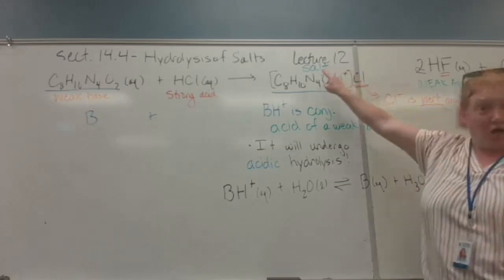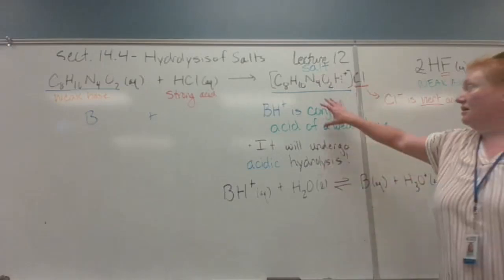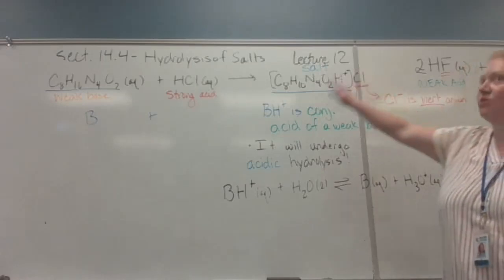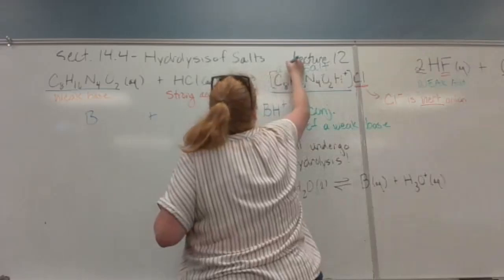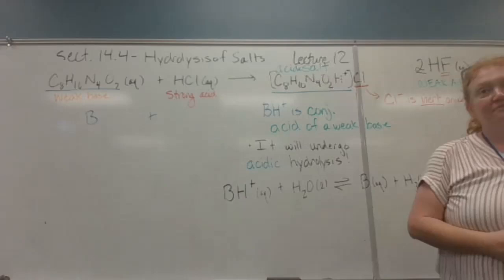So this salt, a salt made of a conjugate acid and an inert anion, is a what kind of salt? Perfect. Perfect. Very good.